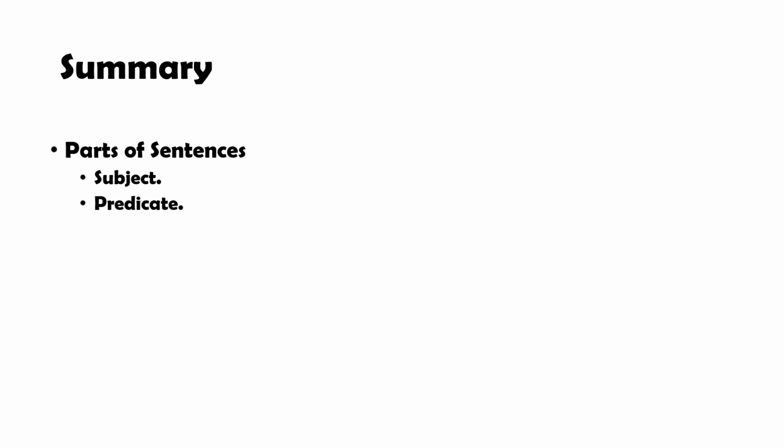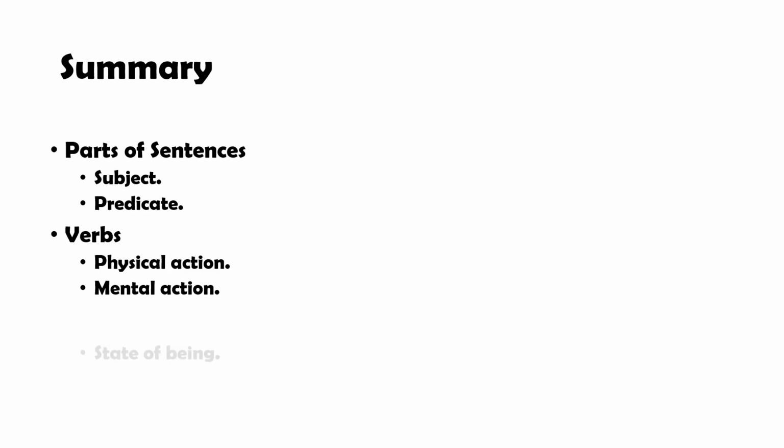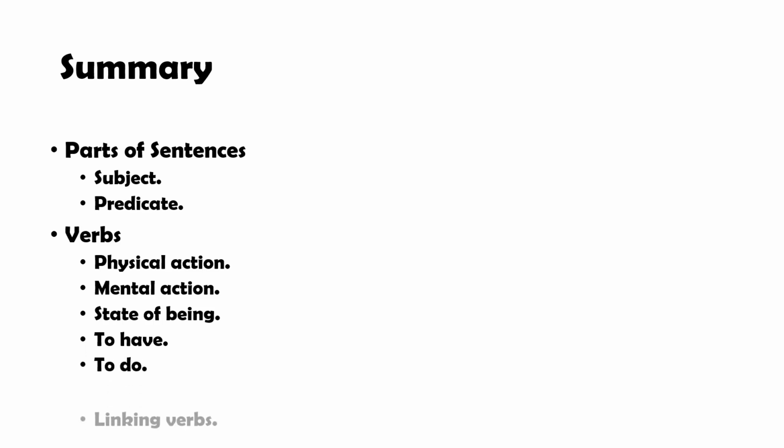Summary. In this lesson, we learned about the two main parts of a sentence, the subject and the predicate. We learned the various forms of verbs: the physical action, mental action, state of being verbs, the to-have verbs, the to-do verbs, linking verbs, and helping verbs.